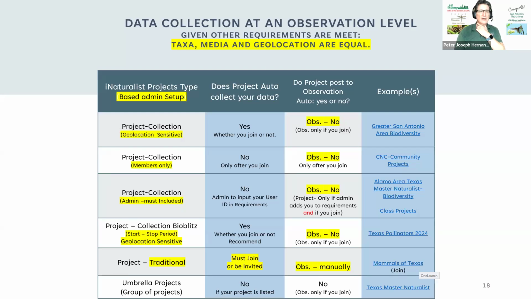So here's a good example is the Alamo area. Our Alamo area, Texas Master Naturalist Biodiversity Project, which is different from the greater San Antonio one, which is more of a public. This is more our own individual chapter project. So how do we exclude people that just want to join it because they see it? Well, we only include master naturalist to this, and you got to register for that.